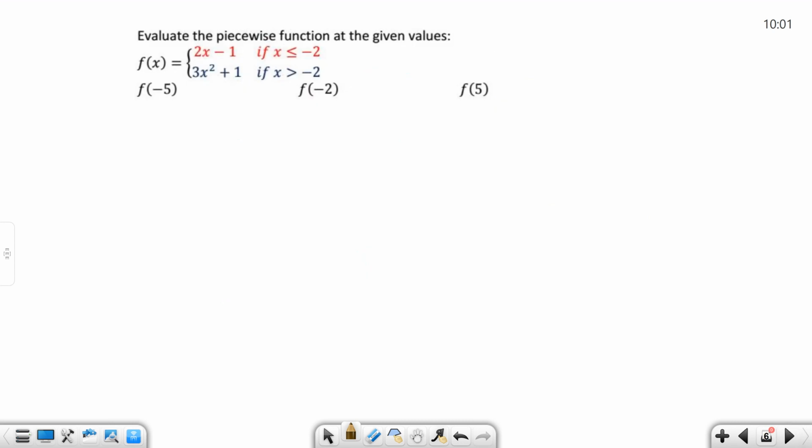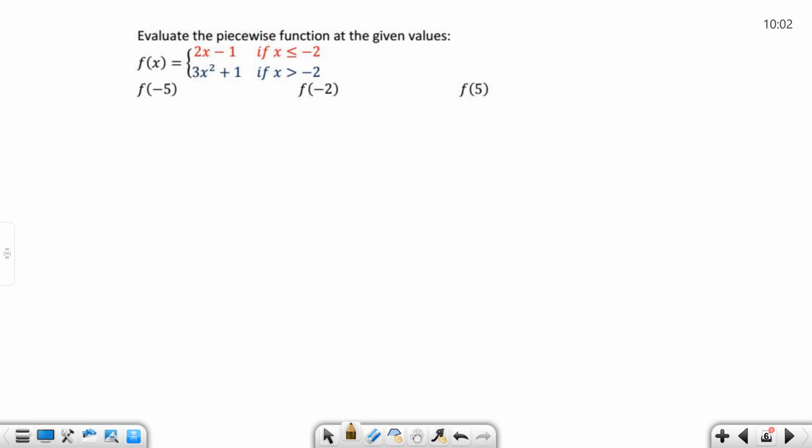Evaluate the piecewise function at the given values. Sometimes I will reference piecewise functions. All this means is you have one definition in red up here of a function if x is less than or equal to -2, and then if x is greater than -2, you have a different definition of the function. It's just broken into pieces. Less than or equal to -2 is one piece, and greater than -2 is another piece.